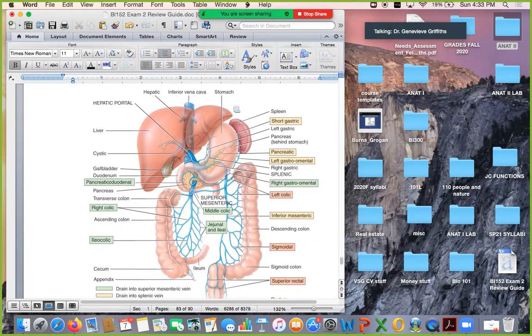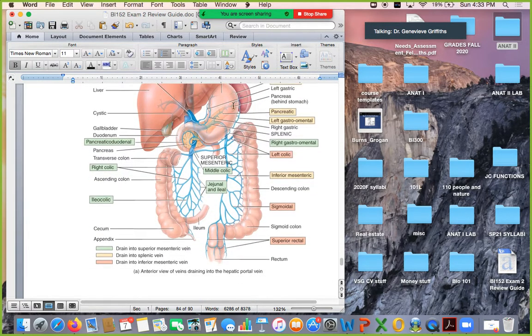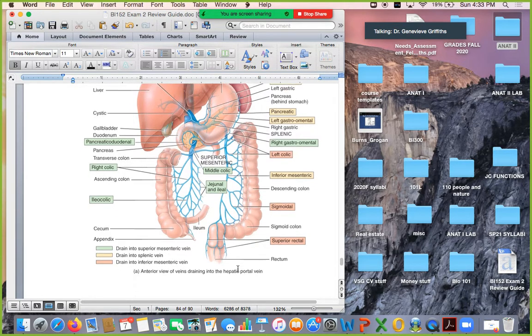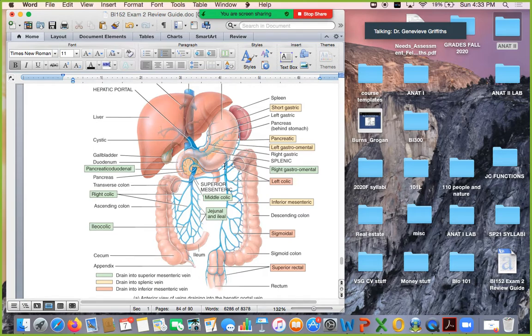All right, so this here is talking about the abdominal organs and the drainage here that's going to occur. Some of them are going to be draining into the superior mesenteric veins. That's here. Some are going to drain into the splenic vein. Some are going to drain into the inferior mesenteric vein. And this is basically showing you which of them are going to drain into what.